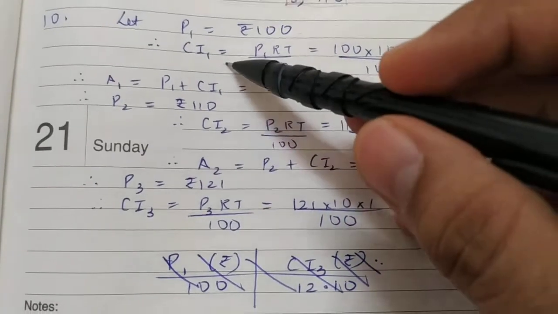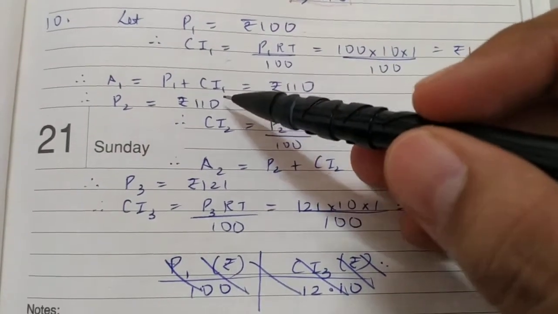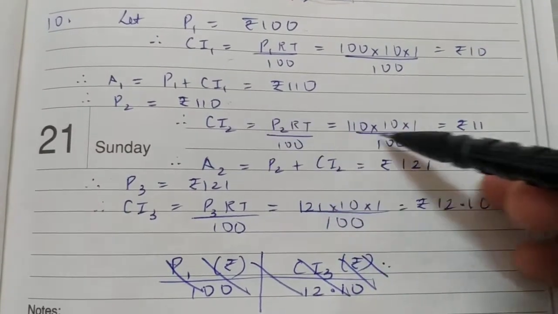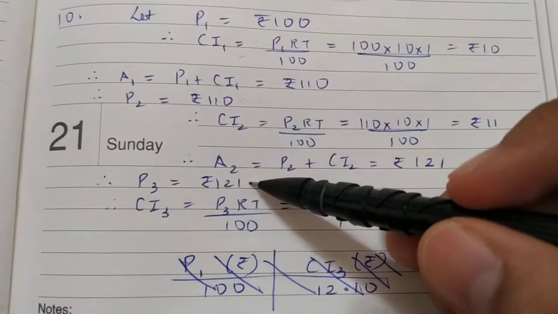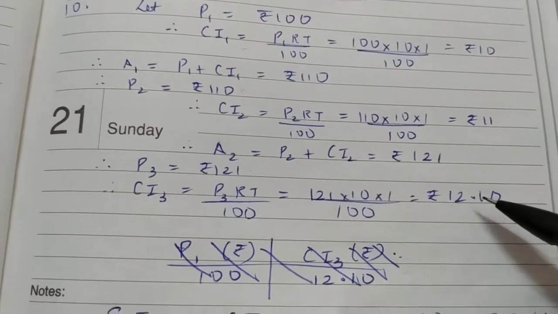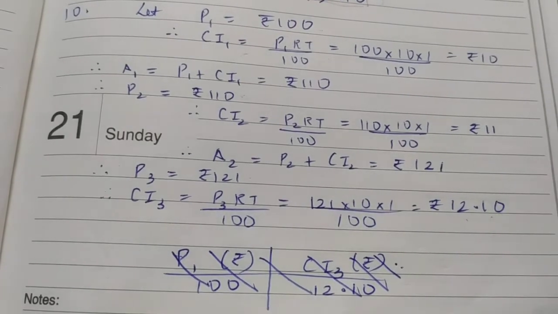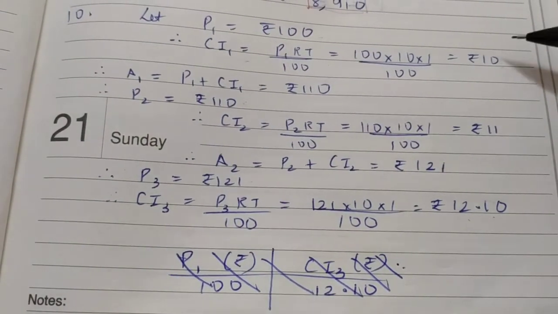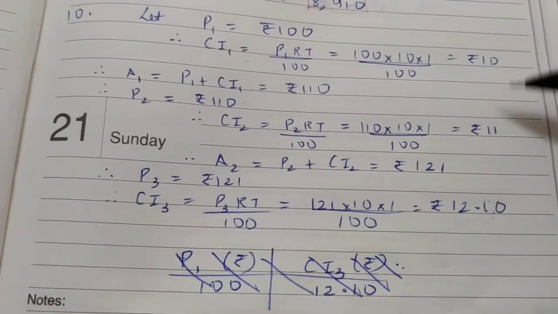So first year's compound interest is 10. Second year's principal is 110. Second year's compound interest is 11. So the third year's principal is 121. And the third year's compound interest is rupees 12 and 10 paise. These are all assumed values. So if you look at the difference between the interest of the third year and the first year, it's just 2 rupees 10 paise. That's assumed value.